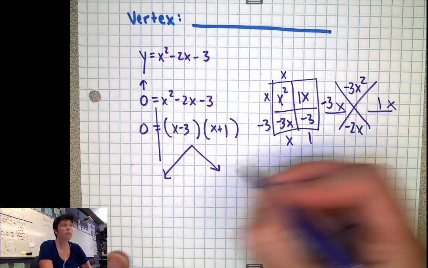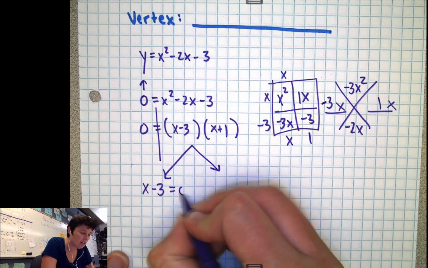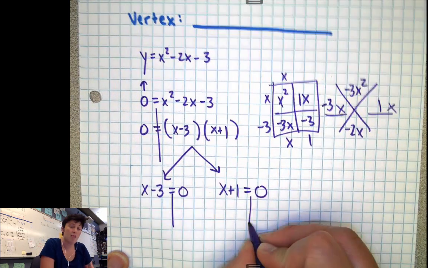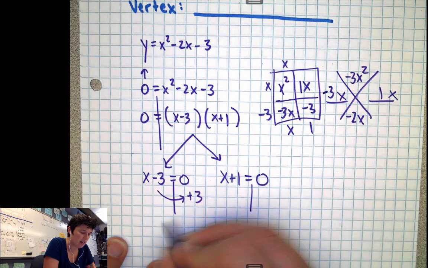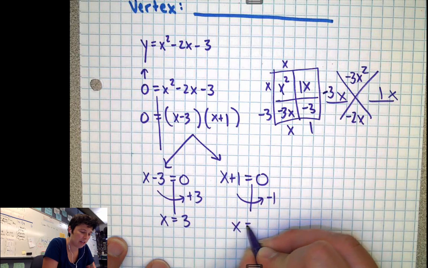So I split this problem up now. I'm going to do a quick split. I'm going to take x minus 3 and set it equal to 0, and I'm going to take x plus 1 and set it equal to 0. Both of these will be really fast for me to solve. I'll add the 3 over and get x equals 3. I'll subtract the 1 over and get x equals negative 1.